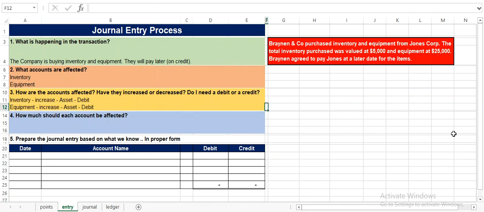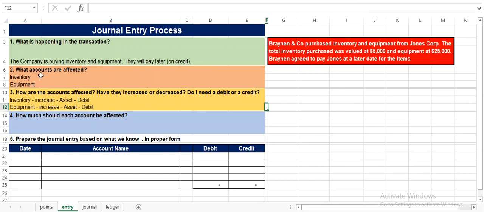Now, if this was where you had gotten so far, you should notice that there's something wrong. So already, there's something wrong. What's wrong is that based on the thought process that we should be developing with our journal entries, we have two debits.